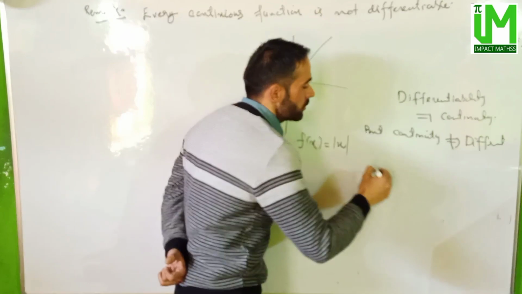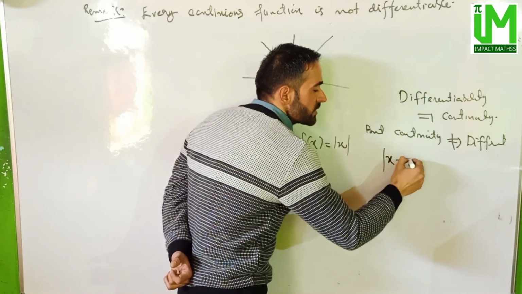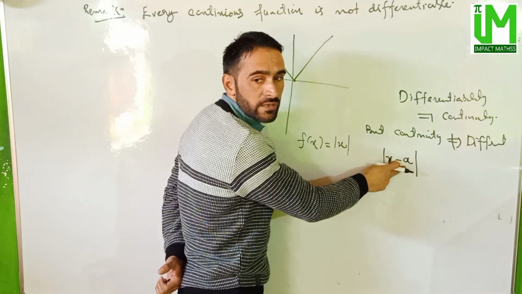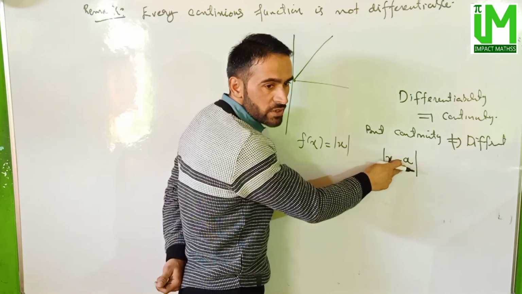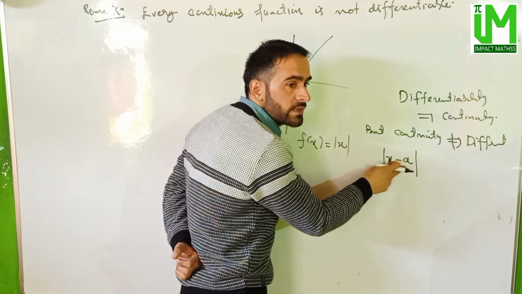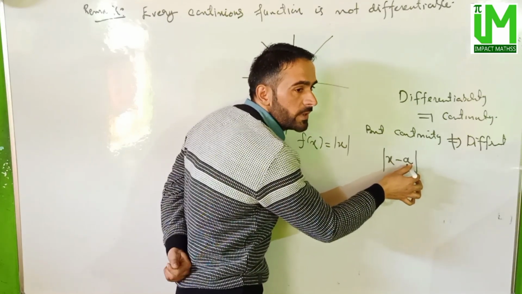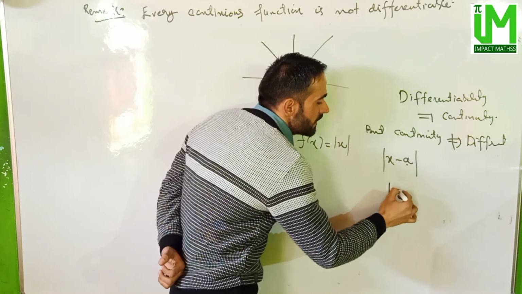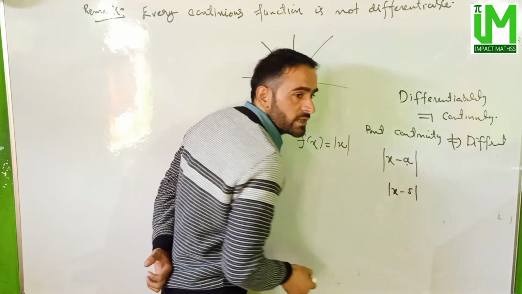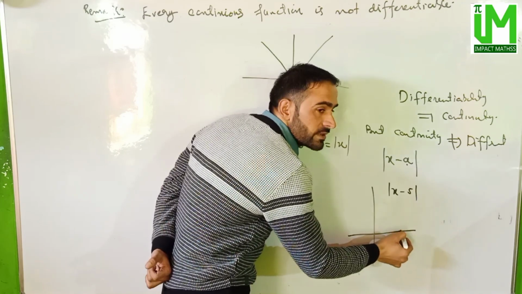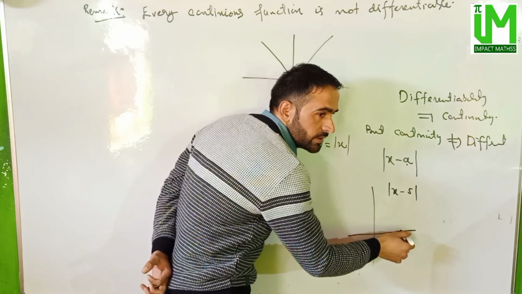In fact, we know if this is mod of x minus a, where does it touch the x axis? At point a. So a may be positive or it may be negative. Suppose we have mod of x minus 5, it touches the x axis at point x is equal to 5.